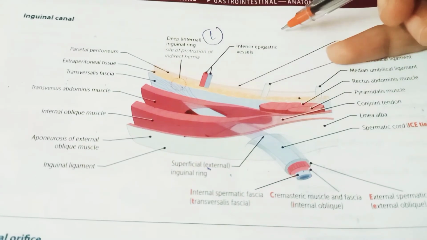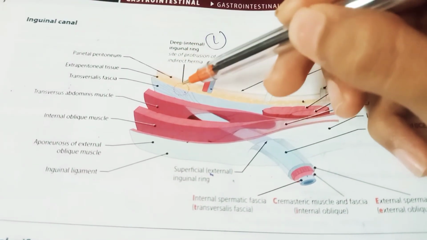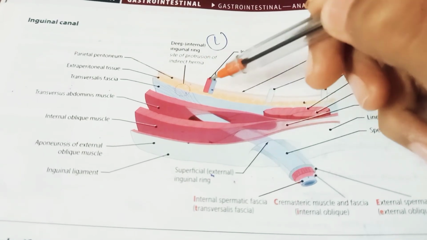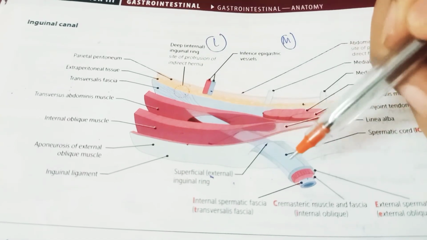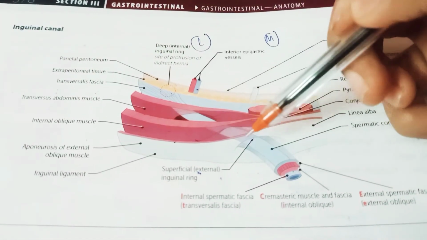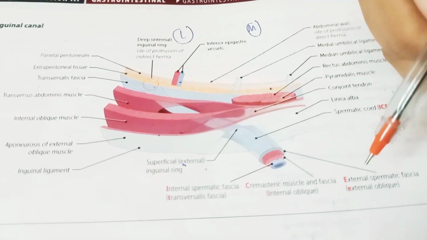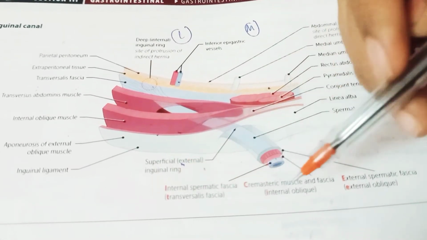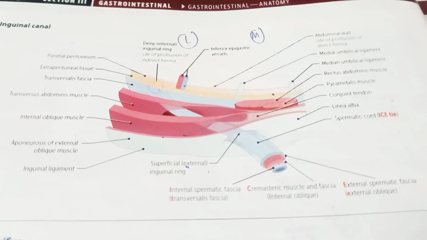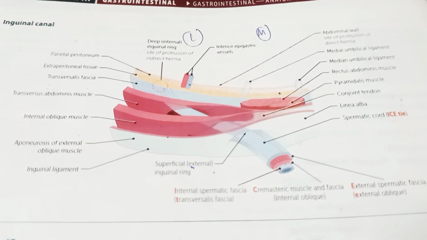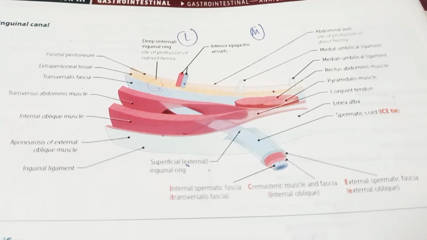Okay, this is lateral side, this is medial side. So these are the inferior epigastric vessels. They are traveling lateral to inferior epigastric vessels, and from there they pass through both the deep inguinal ring and also the superficial inguinal ring, as they are following the same pathway as the internal spermatic fascia, cremasteric muscle, external spermatic fascia. These three are also present along with the indirect inguinal hernia.